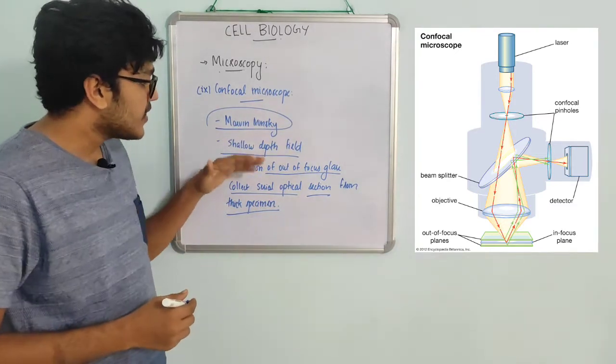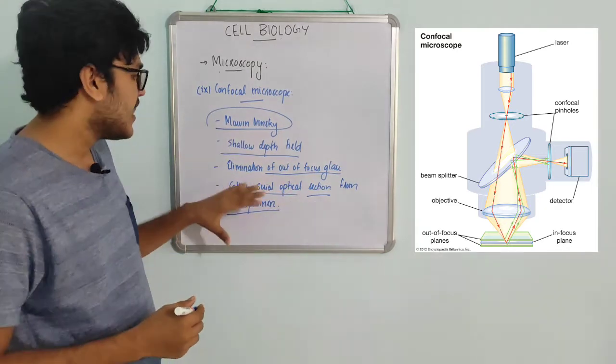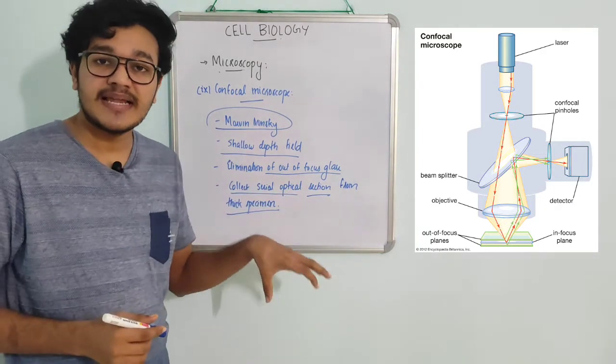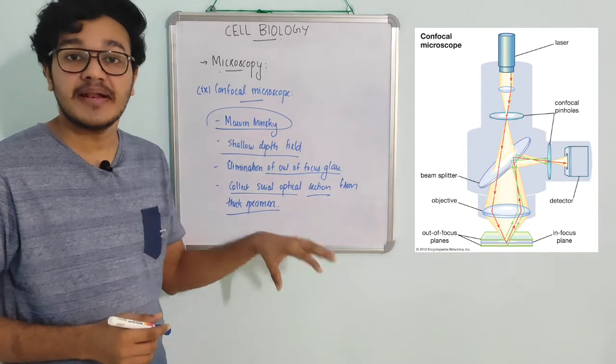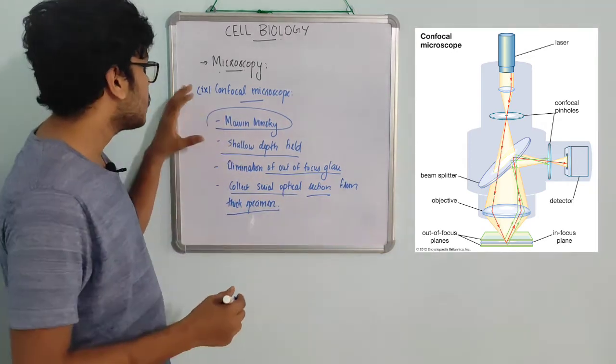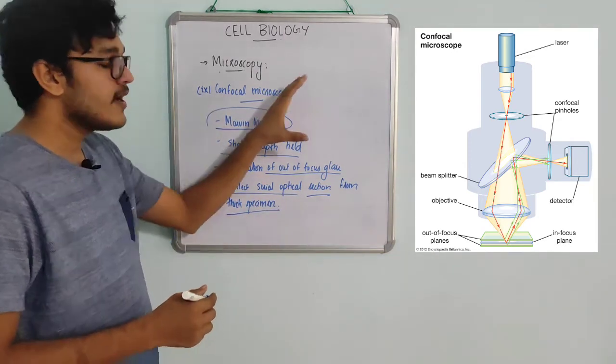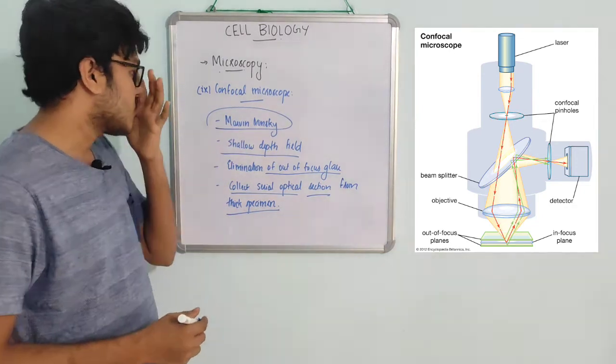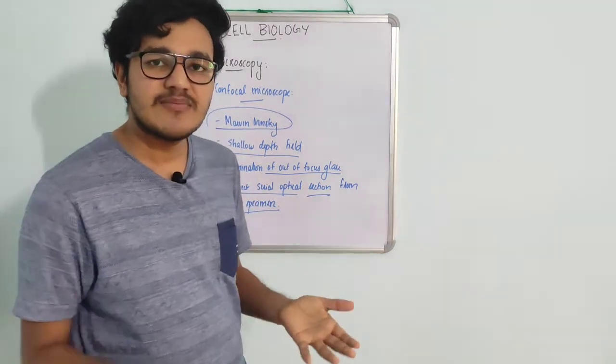But the major application is that we can get a three-dimensional image, and another application is that live specimens can be viewed through the confocal microscope. So that's the brief outline of the confocal microscope. So that's all about what we have discussed about microscopes.